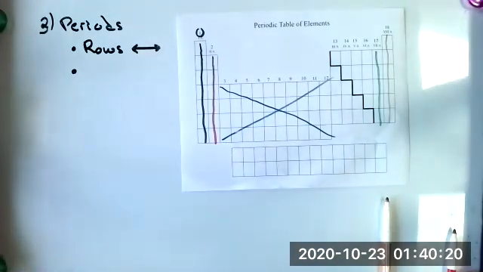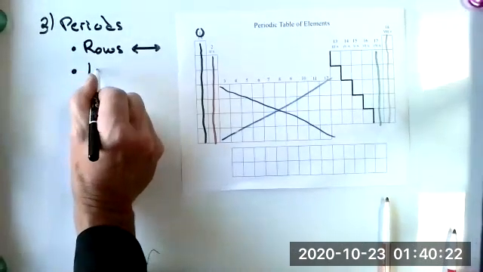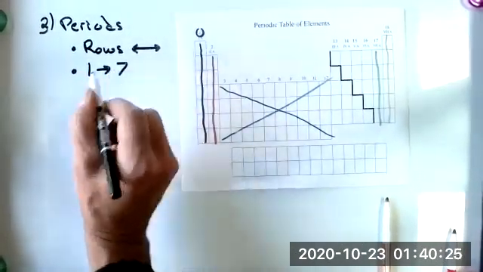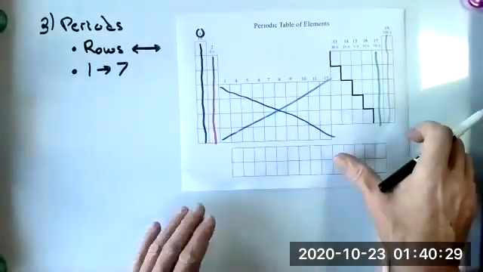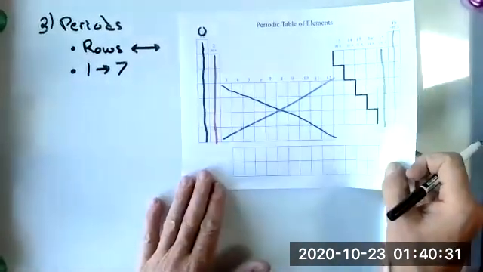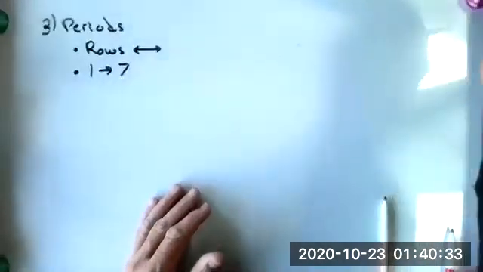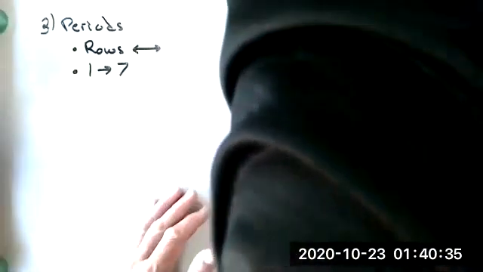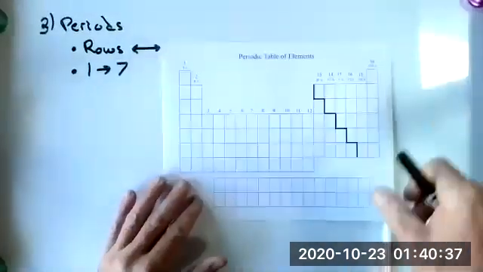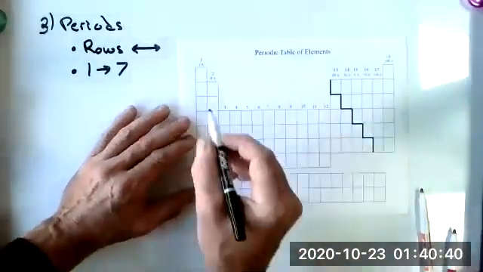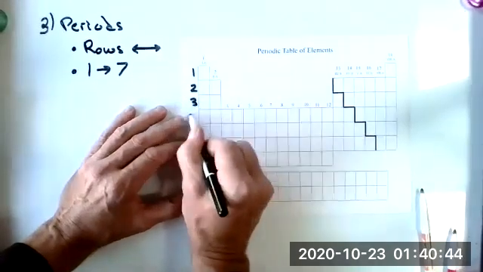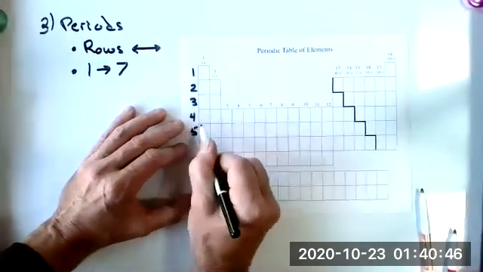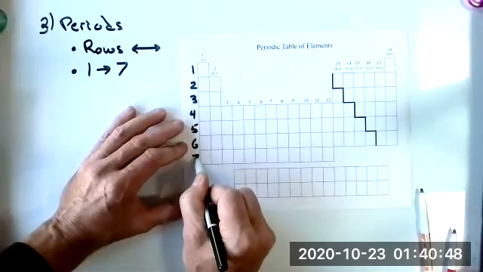And you're wrong. There's only 7. 1 through 7. I know, I pulled a little trick on you. Just relax. How did I get 7? Well, let's see. I'm going to grab another blank one. Here's the periods. 1, 2, 3, 4, 5, 6, 7.